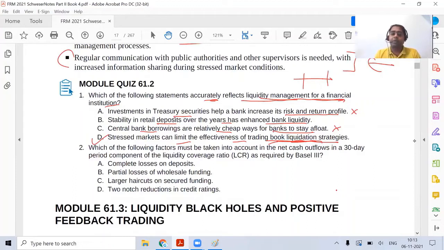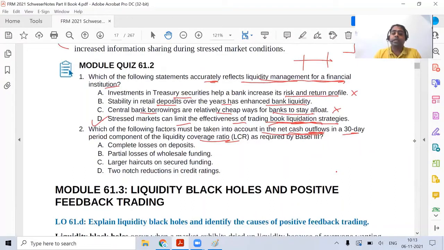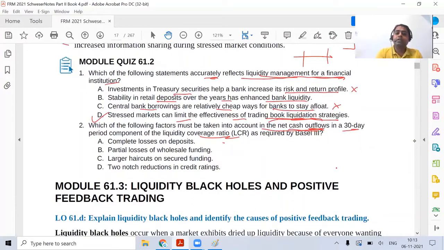Let us go to the second question: which of the following factors must be taken into account in net cash outflow for 30 days in terms of LCR, the denominator. What was the numerator? High quality asset. Denominator was net cash outflow for 30 days. Which of the following was there as a denominator part?